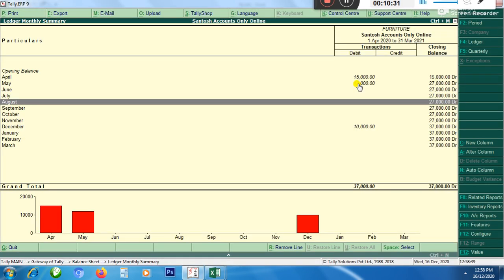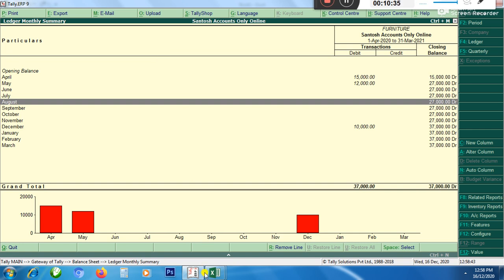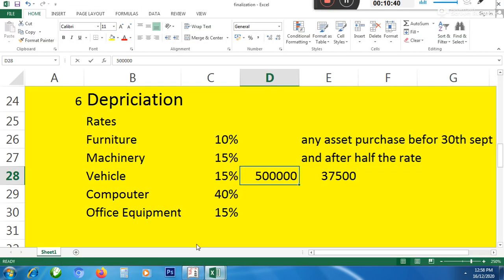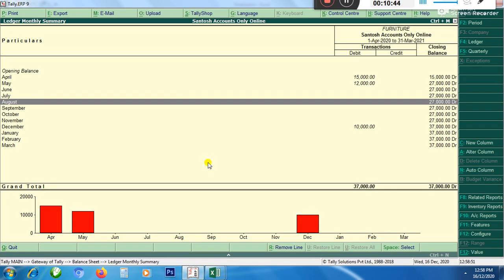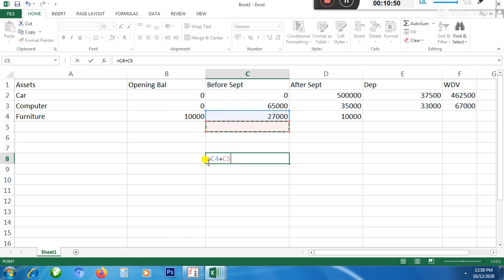Then the after value is 10,000. Okay, so depreciation on furniture is 10%. How will you find it out? You add the before value and the opening balance, and on this you find out 10%.